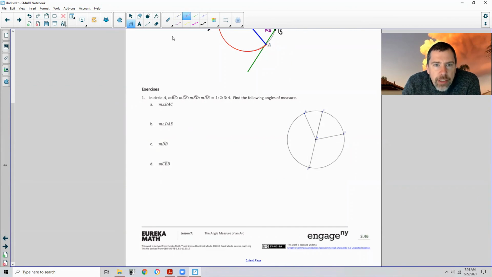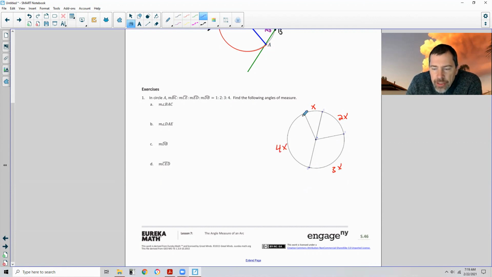Okay, so now I'm assuming that you've done these, so I'm going to take a look at them. It says in circle A, the measure of arc BC, arc CE, arc ED, and arc DB are in the ratio 1 to 2 to 3 to 4. Find the following angle measures. So BC is 1x, or simply x, CE is 2x, ED is 3x, and DB is 4x. So I want to find x.